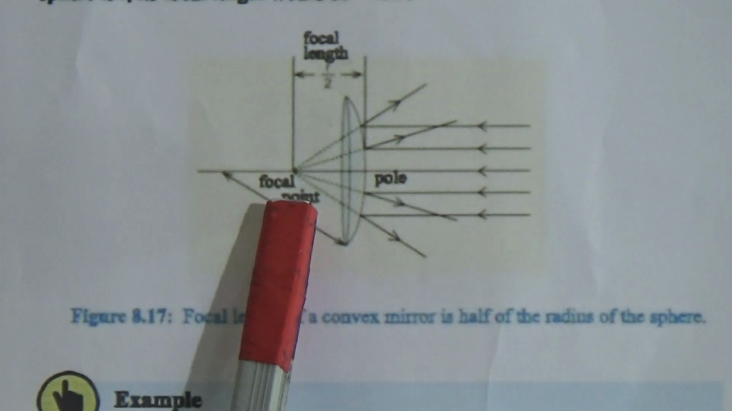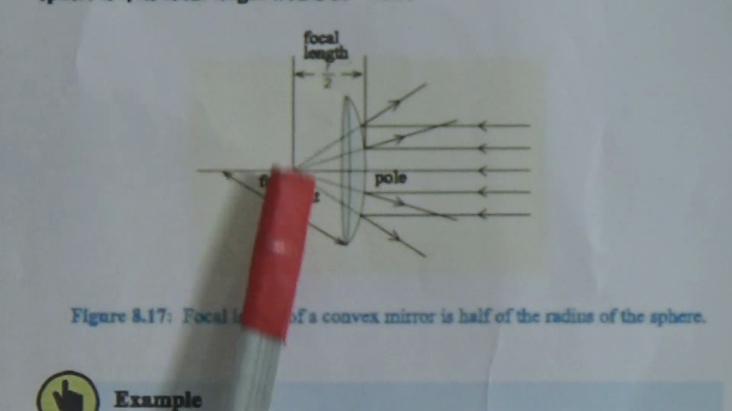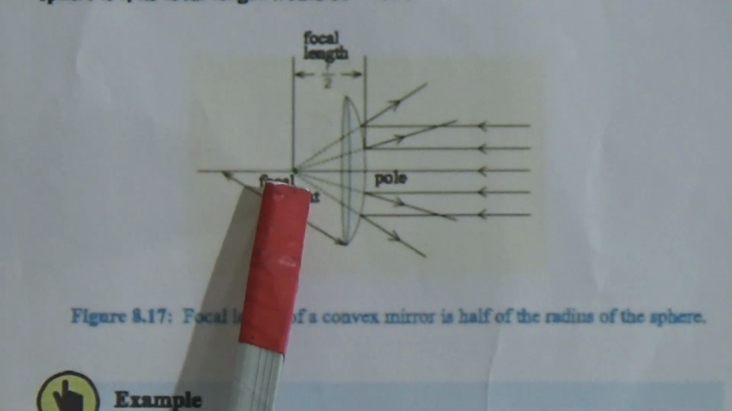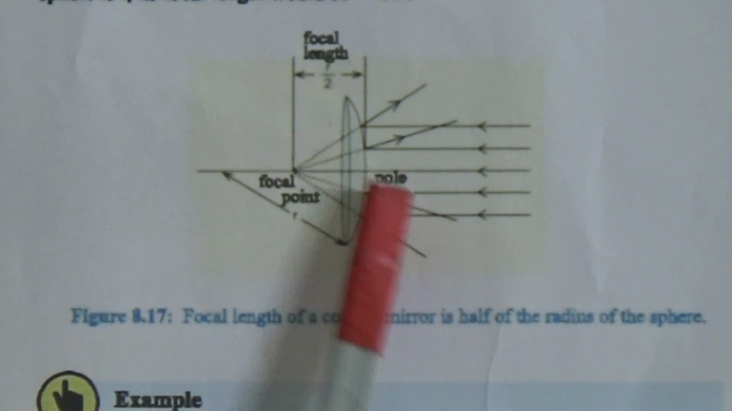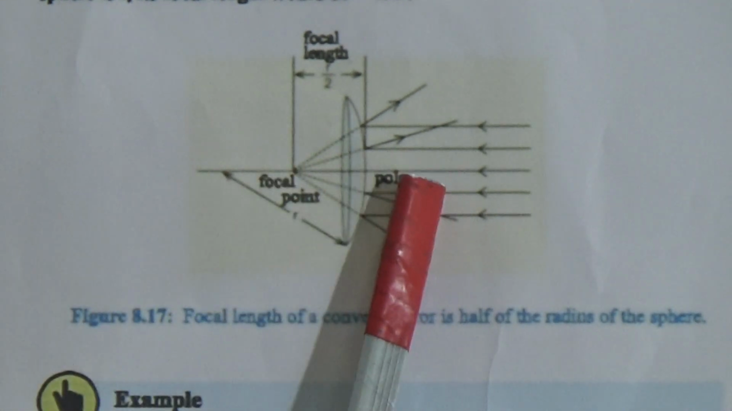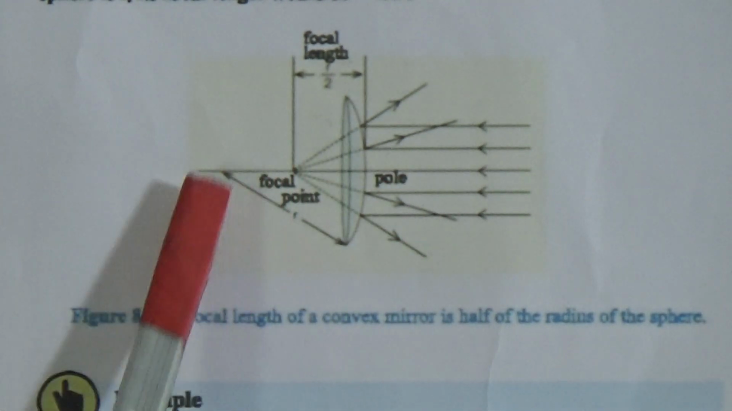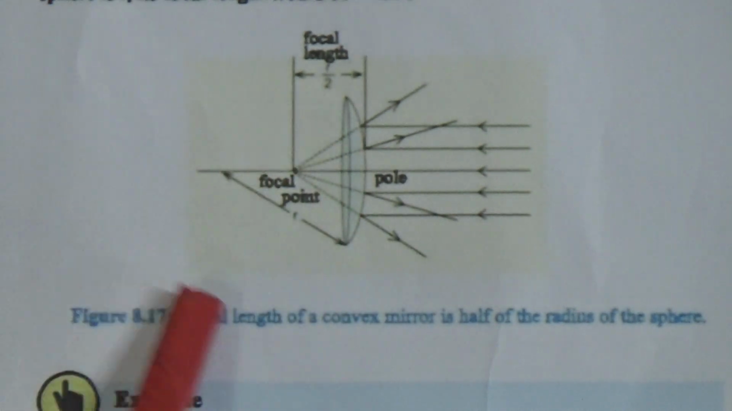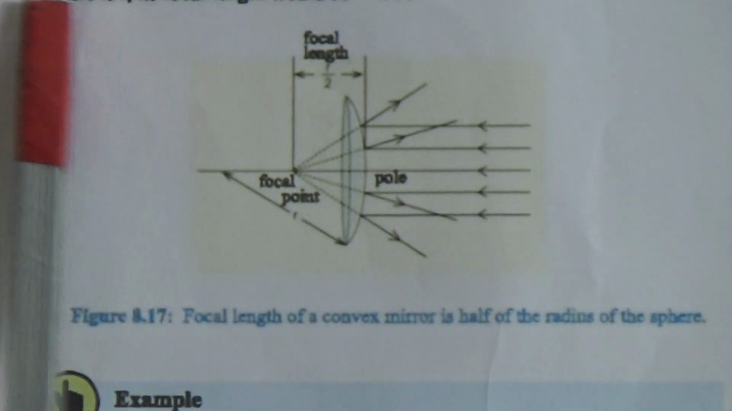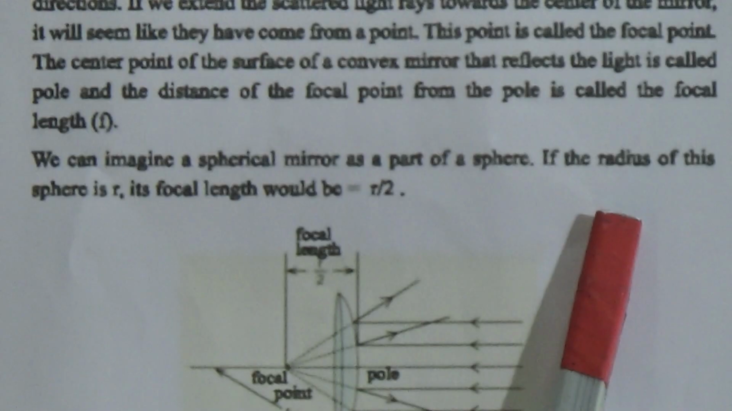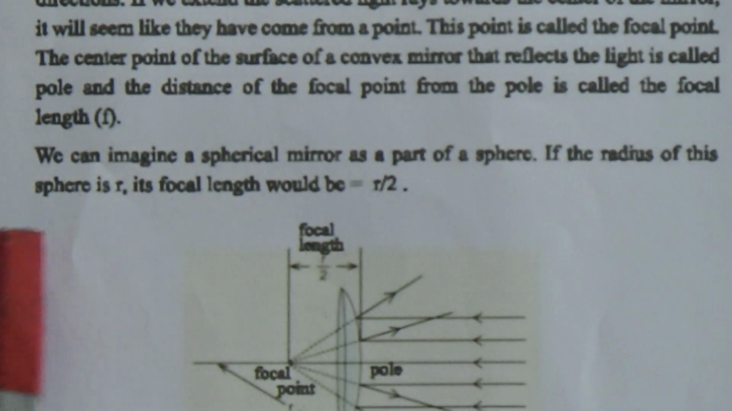The center point of the surface of a convex mirror that reflects light is called the pole, and the distance from the focal point to the pole is called the focal length, indicated by small f. We can imagine a spherical mirror as a part of a sphere, and if the radius of the sphere is r, its focal length would be r divided by 2.